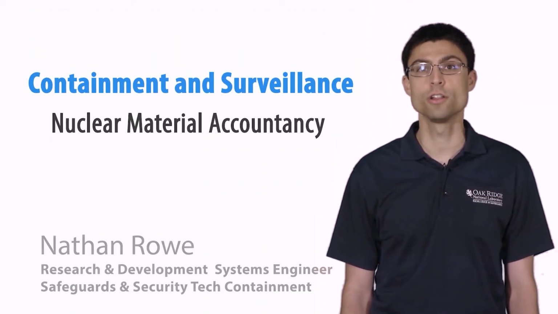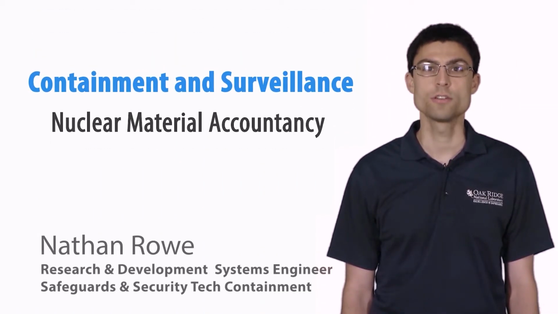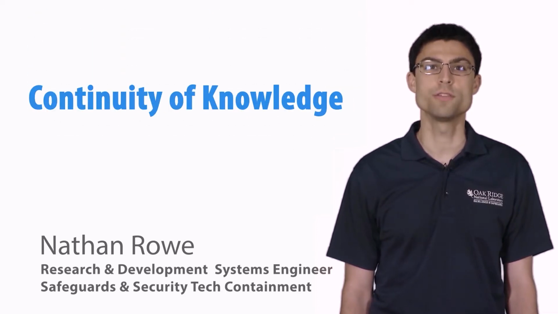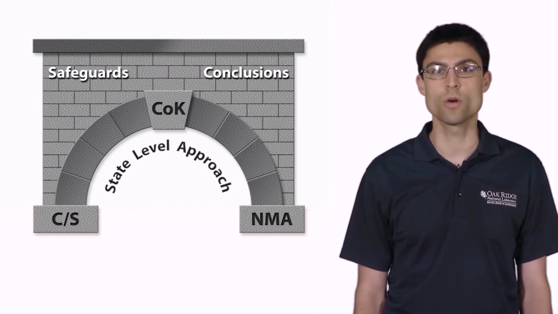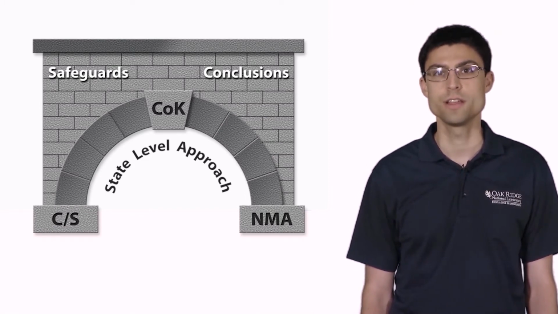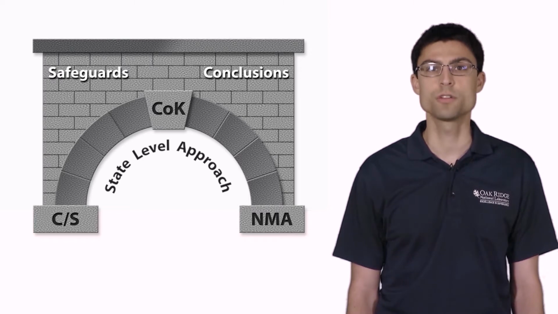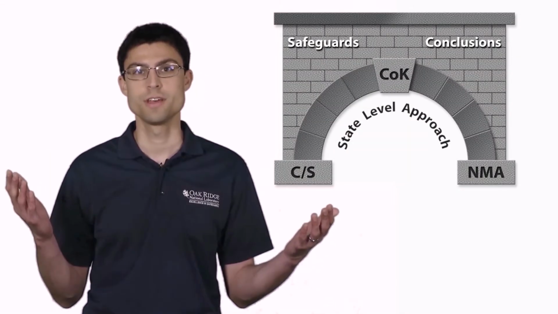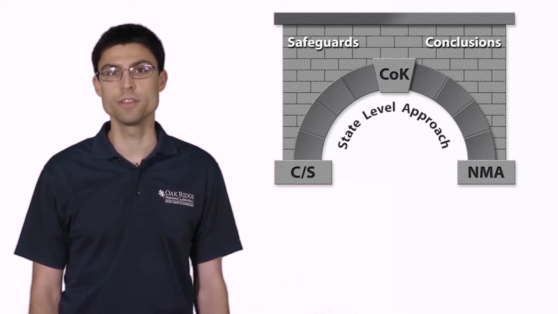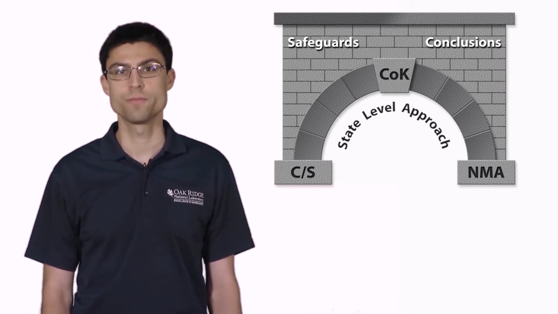Containment and surveillance, along with nuclear material accountancy, support something we call continuity of knowledge. We define continuity of knowledge as a system of data or information for an item or activity that is uninterrupted and authentic, and which provides adequate insight to support safeguards conclusions. Continuity of knowledge is really about having an uninterrupted knowledge of an item or process so that we know everything that has happened to it from some previous verification to the present. This gives us a high level of confidence that nothing has changed without detection.